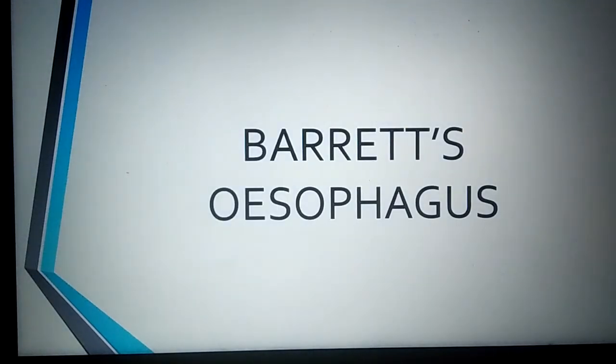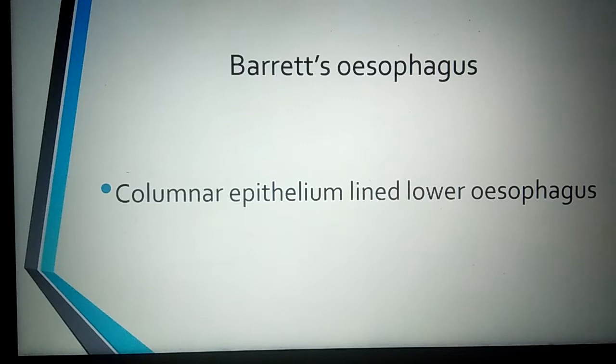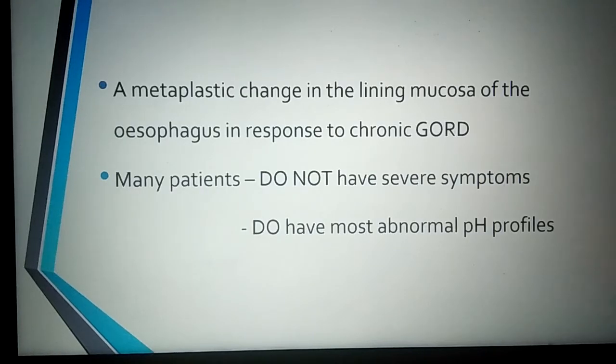Then finally the third complication we are going to discuss in this interaction is Barrett's esophagus. If the lower part of the esophagus is lined by columnar epithelium instead of a squamous epithelium, this is known as Barrett's esophagus. There is a metaplastic change in response to chronic gastroesophageal reflux disease. These type of patients do not present with severe symptoms, but on investigation they have most abnormal pH reports.